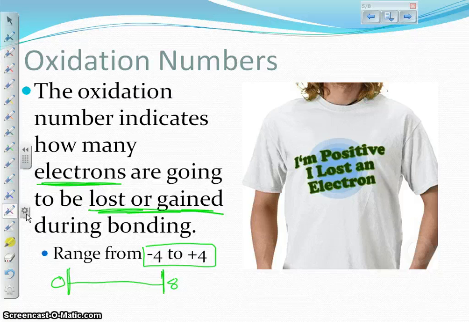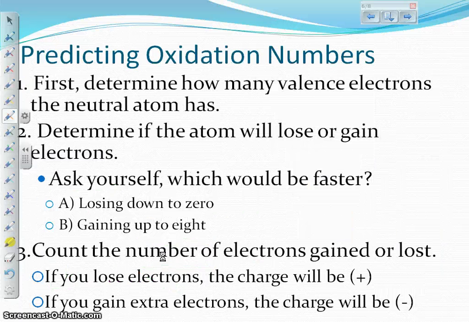For instance, if I say 1, 2, 3, 4, 5, 6, 7, and this guy's 4, if I have 2 valence electrons, I'm going to travel 2 to the left to get to 0, so I'm going to give away 2. If I have 6 valence electrons, I'm going to gain 2 more to get to 8. At no point are you going to gain or lose more than 4. So we've got a range from 0 to 4. And how are we going to figure out how many oxidation numbers each one has?